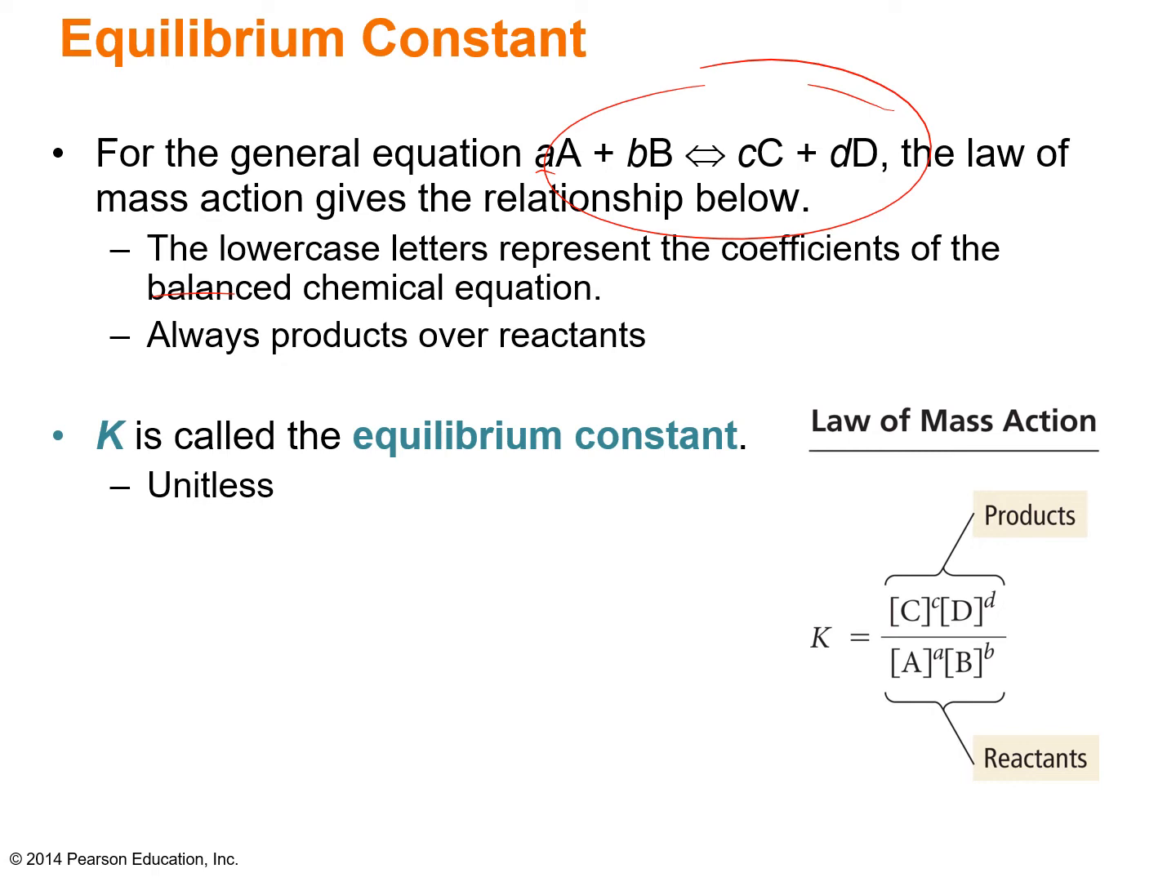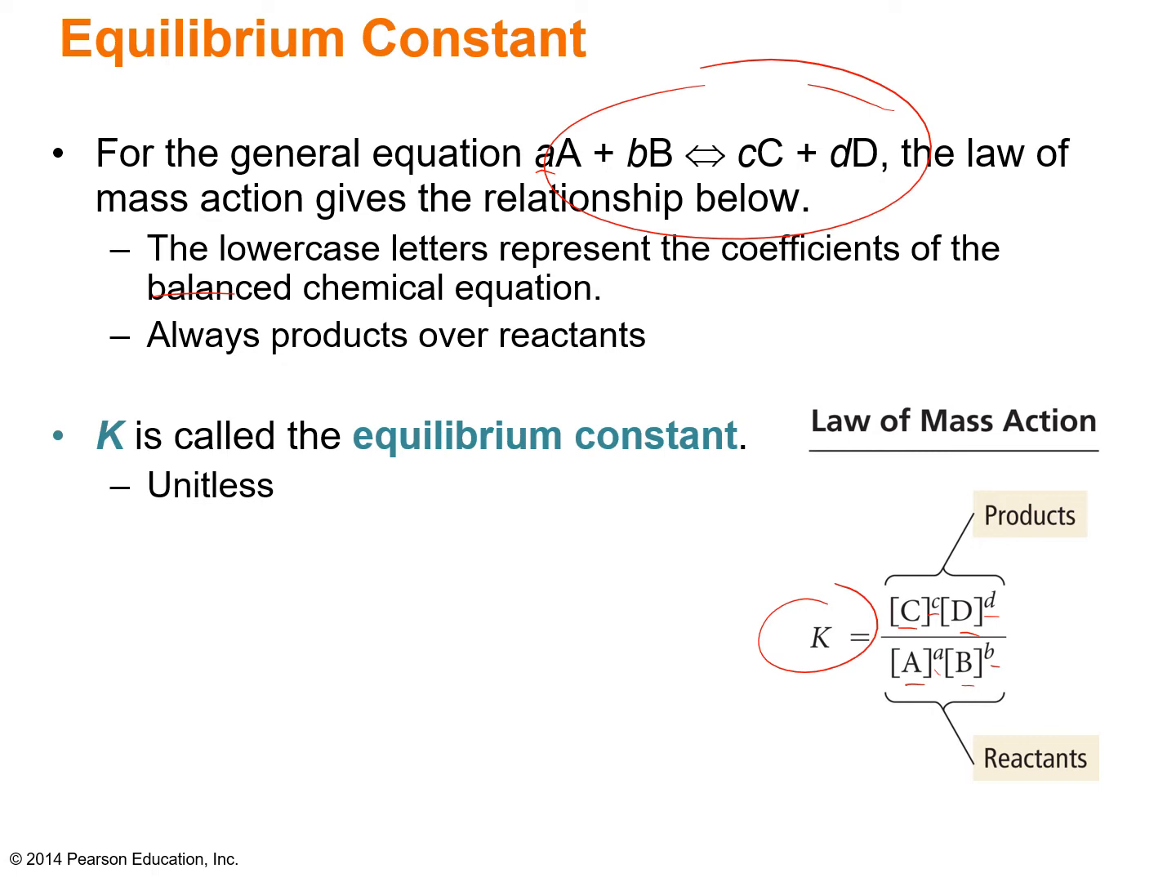The way we write this constant, obviously the constant is going to be K, because constant starts with the letter K. Excuse my sarcasm. And the actual equation for it is basically going to be products over reactants. So we have the concentration of the products, in this case C and D, raised to their coefficients. Remember, these are the stoichiometric coefficients, based on your balanced chemical equation. And this is going to be all over the concentration of A times the concentration of B, the reactants, to the power of their coefficients. This is what we call the equilibrium constant.